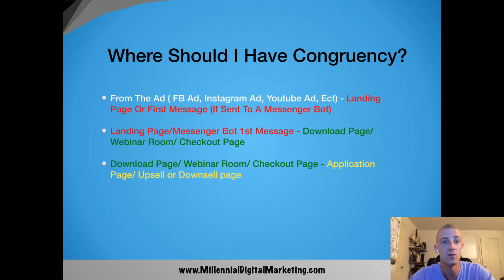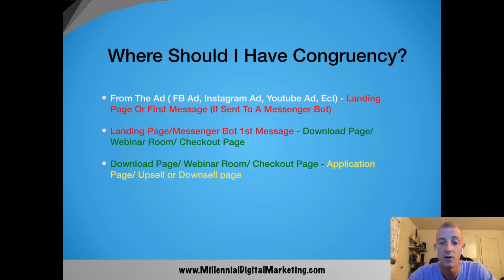Now these are just examples that might have a couple different other scenarios. Realistically, you should have congruency everywhere, but I wanted to break it down for you guys. Now from the download page, webinar room, or bridge room, or checkout page, to the application page, if you're requiring them to go to an application page, or even the upsell or downsell page, and I should even put in the checkout page again. If you were going to a webinar room, you might actually go to a checkout page. You want to make sure you have congruency. Every single step should have congruency.